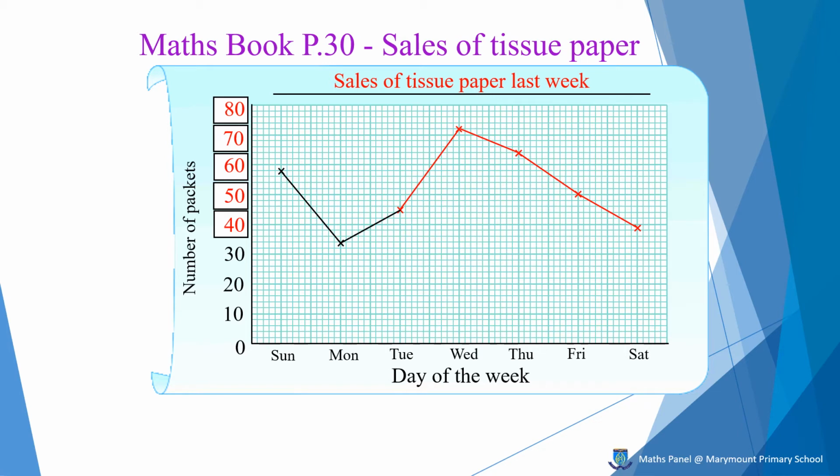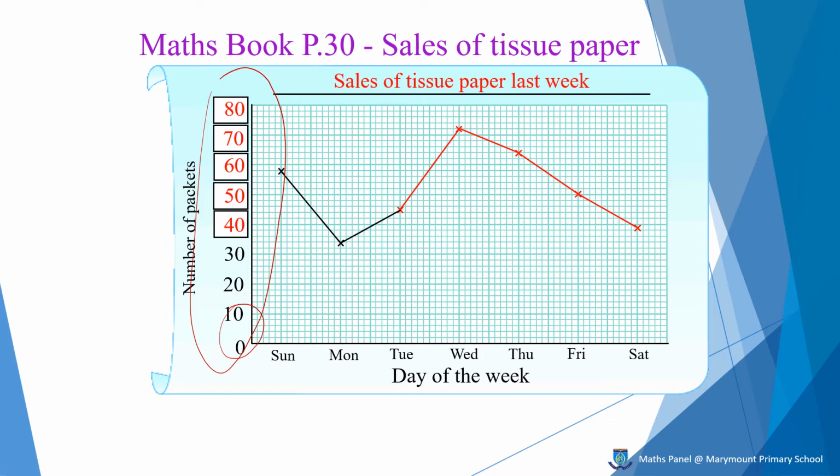The shopkeeper of a shop recorded the sales of tissue paper last week in the table below, and it showed some numbers of packets, and it asked you to fill in the information of the vertical axis. So for the vertical axis, that means here. Okay, so you can see that this is the division, so each division is equal to 10.